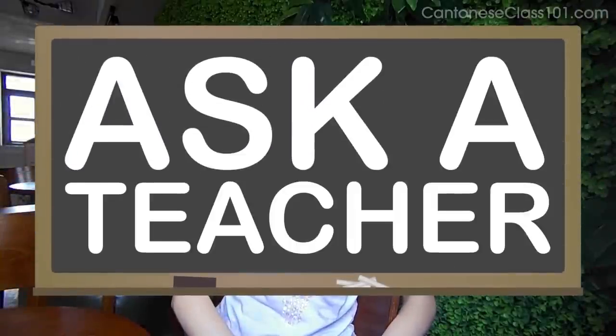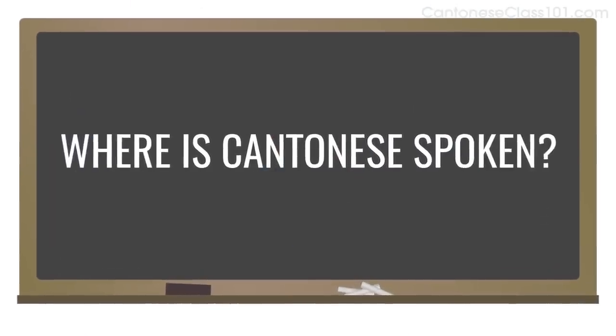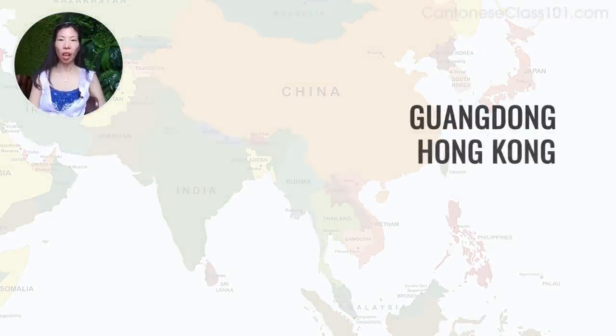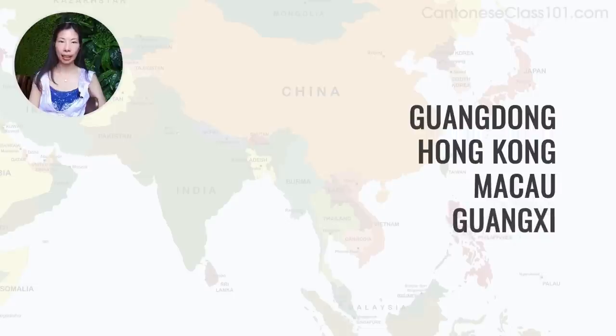Welcome to Ask a Teacher, where I'll answer some of your most common Cantonese questions. The question for this lesson is, where is Cantonese spoken? Cantonese is the oldest language and the most popular Chinese dialect spoken in Guangdong, Hong Kong, Macau, and some neighboring areas around the eastern part of Guangxi.